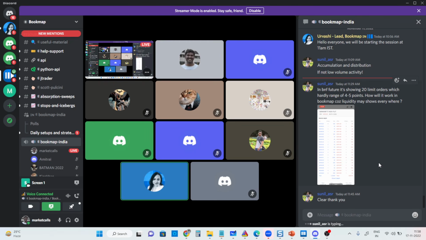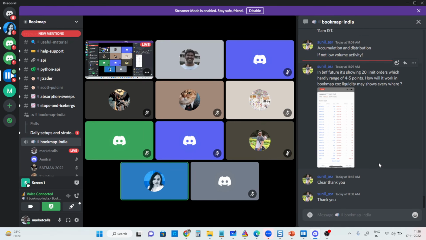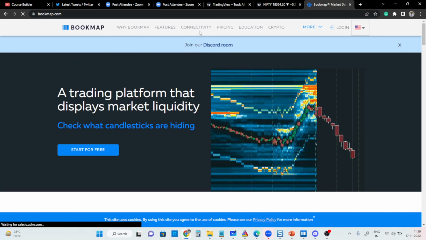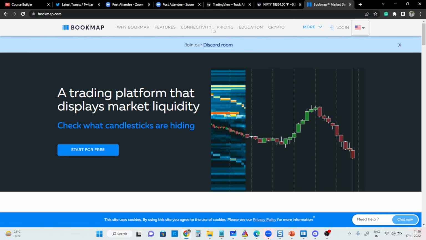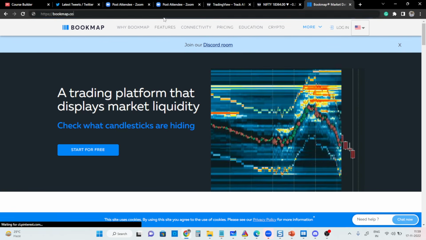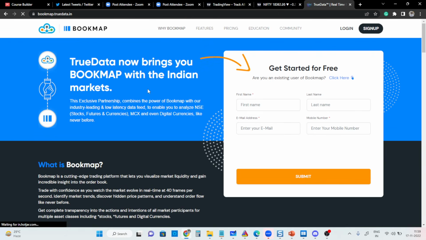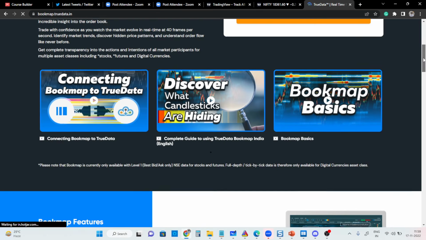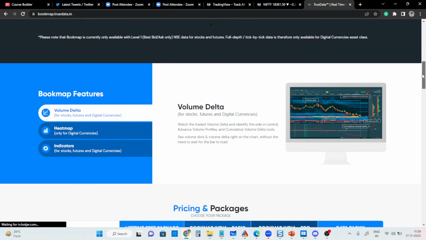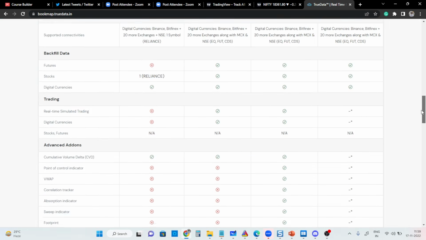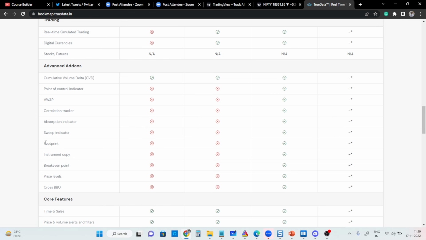One quick piece of information for everyone attending this session. We have recently come up with a footprint add-on for the Indian market, as many of you have suggested. Can you go to bookmap.truedata.in? I think it would be convenient. Scroll down a bit, and go to the advanced add-on section.